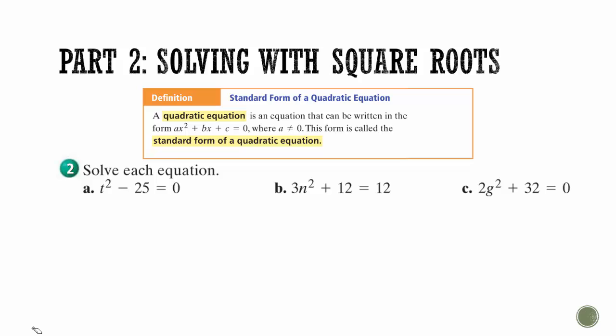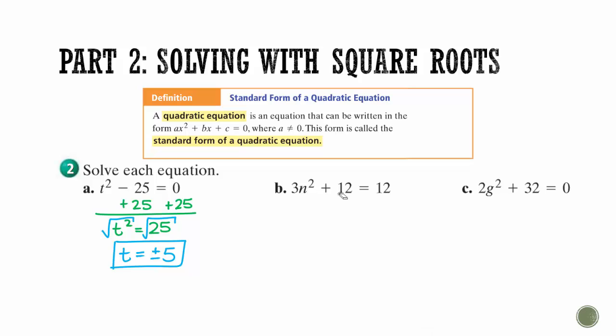Let's try A. So remember, you always, always, always need to get the thing squared alone. So let's add 25 to both sides. And I have t squared equals 25. And when I go to square root it, I end up with plus or minus 5. Let's try the next one.